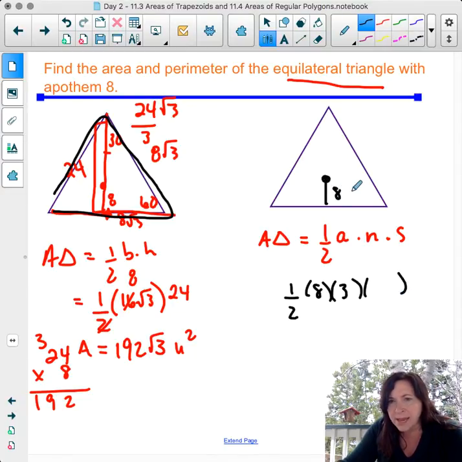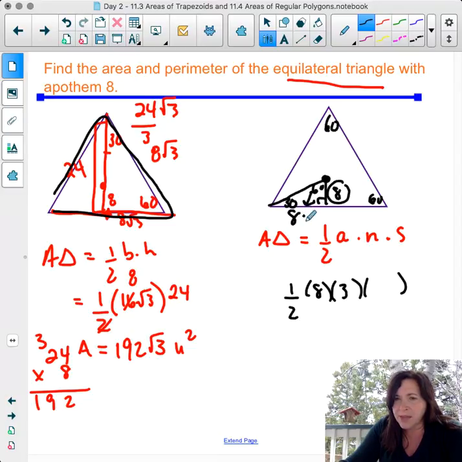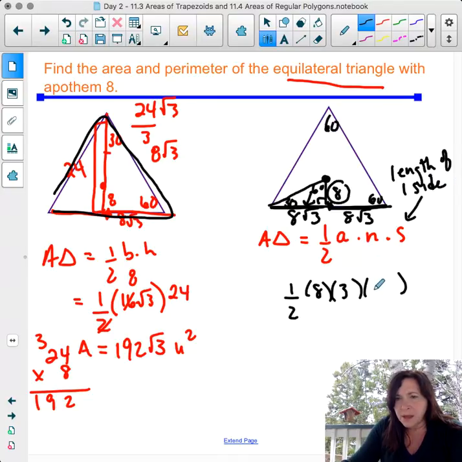So let me put my apothem in here. There's 8. Now, again, those are 60 degrees. All of these are 60. But when I cut that in half, that becomes a 30, 60, 90. And if across from the 30 is A, across from the 60 is A root 3. So that makes that 8 root 3, which is just from here to here. So that means this other side is 8 root 3 also, which means the length of one side is 16 root 3.